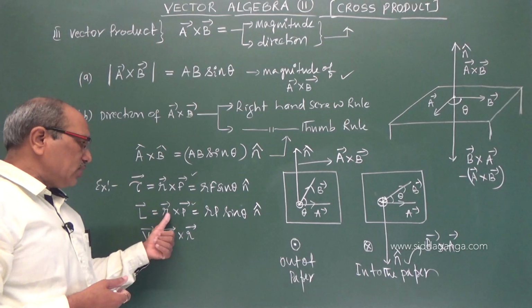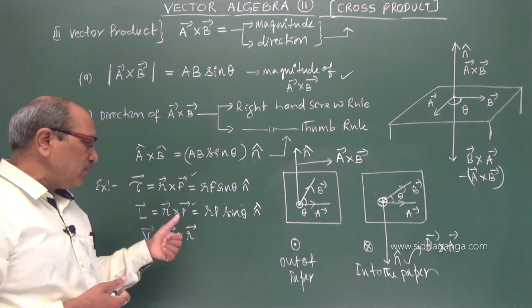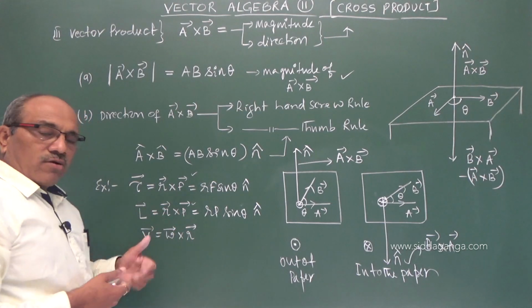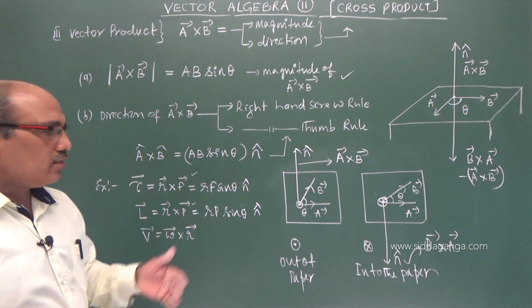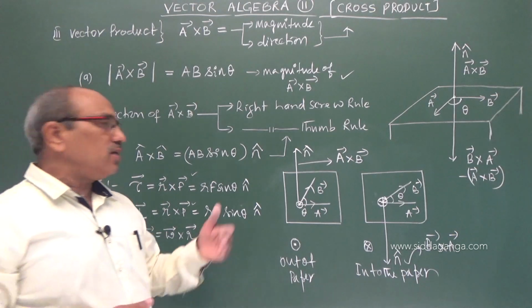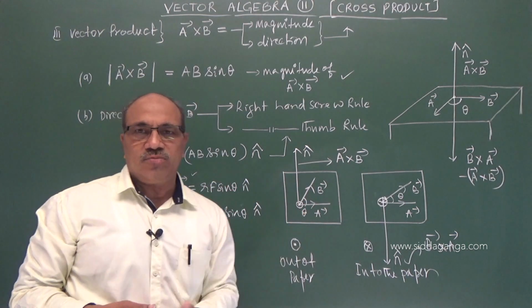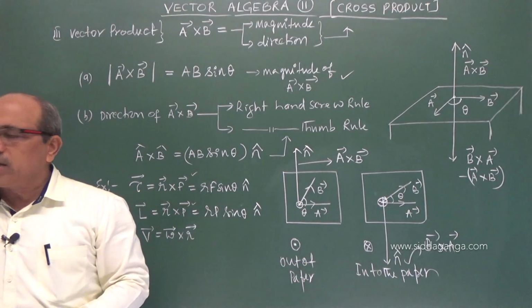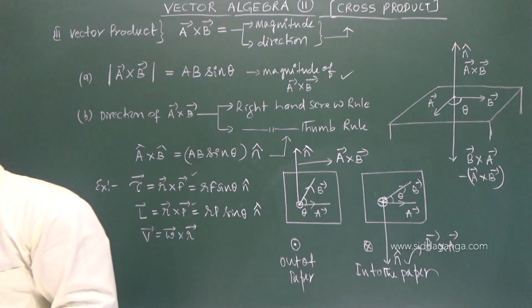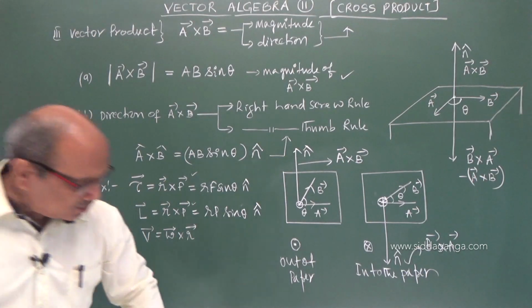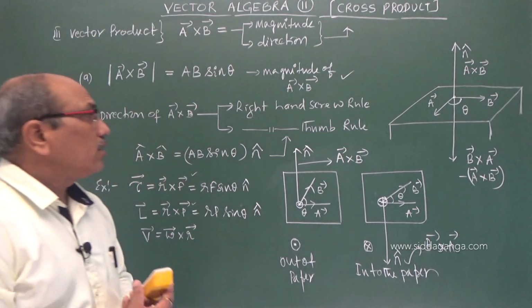Angular momentum is radius vector into the linear momentum, or linear velocity equal to angular velocity into radius vector. These examples we have taken will come again in rotational motion in physics, as we enter into the physics in different chapters. Now coming to the characteristic properties of this cross product.